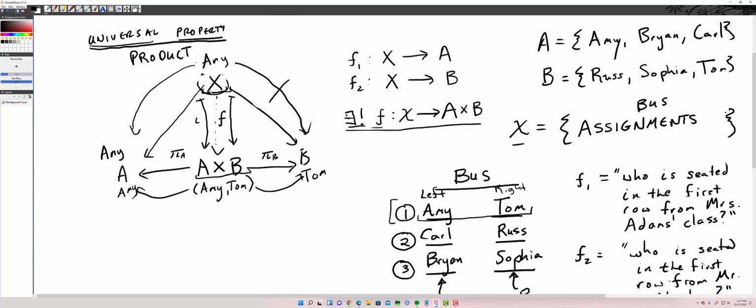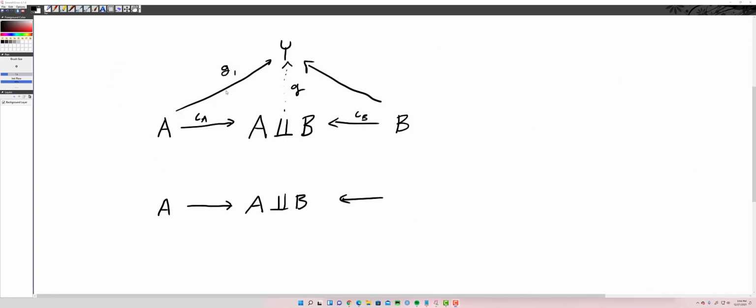If I have any X and F1 and F2 that fits this description, it's related to the product in some way. And further, that means that the product is the most basic object that does what I'm describing. Groups together two things, A and B, two classes in this case, classes of students, and also allows me to project back to A and B.